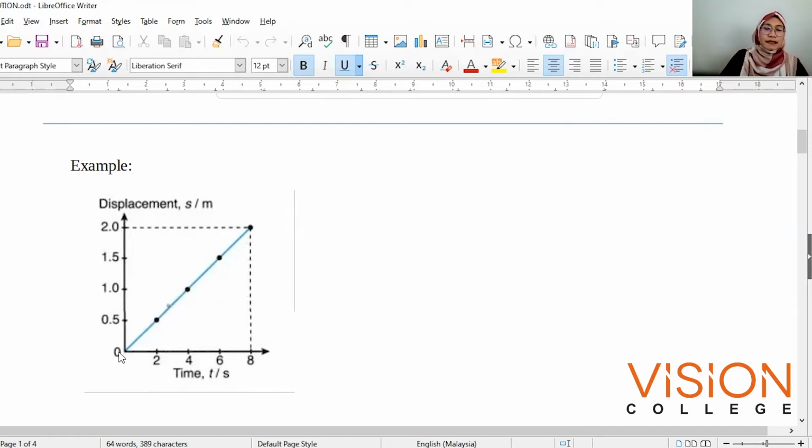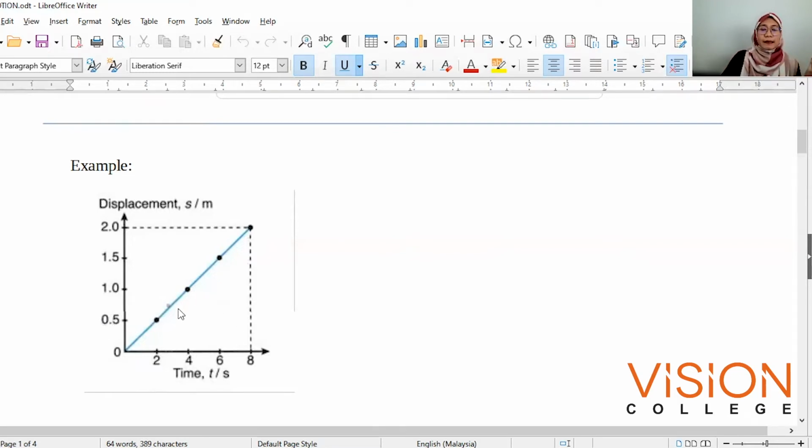Okay, so if you see the graph is in proportion, it's increasing like this. It means that it is in motion. It is changing position. Changing position means it's moving. How do I know? Because the value here changes as time goes by.